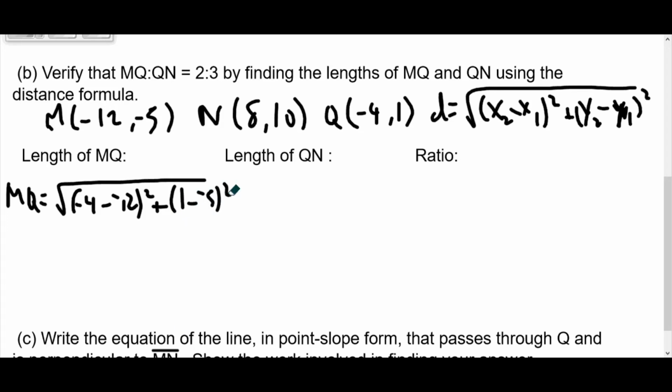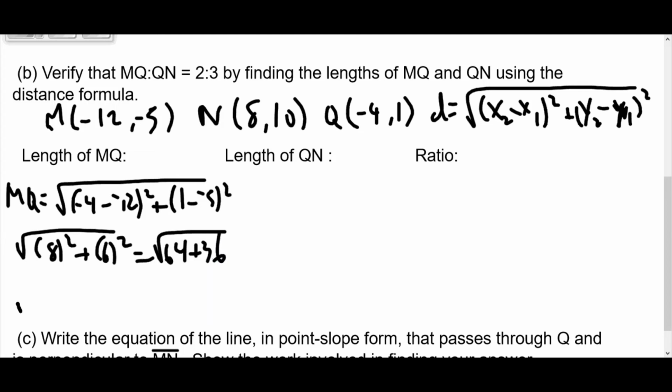And so here we get the square root of, now negative 4 minus negative 12 is the same as negative 4 plus positive 12, which is going to be 8 squared. And 1 minus negative 5 is going to be positive 6, so 6 squared, which gives us the square root of 64 plus 36. That's equal to the square root of 100, or a nice number of 10.